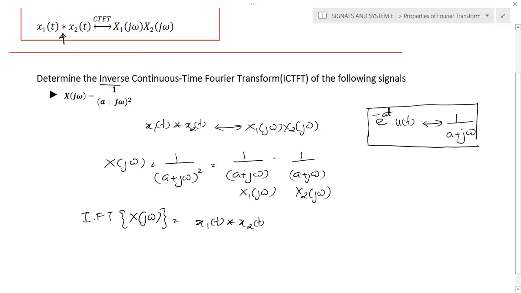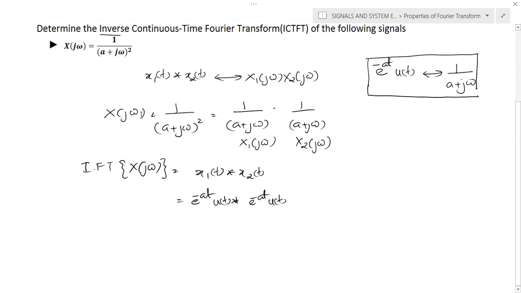The two signals are the same here, 1 by a plus j omega, and the transform 1 by a plus j omega means the time domain signal is e raised to minus at into u of t. So we can write e raised to minus at into u of t convolution with the second signal, which is also the same, e raised to minus at into u of t. So this is the inverse Fourier transform of the signal x of j omega, or 1 by a plus j omega whole square. So now we can perform the convolution operation here.